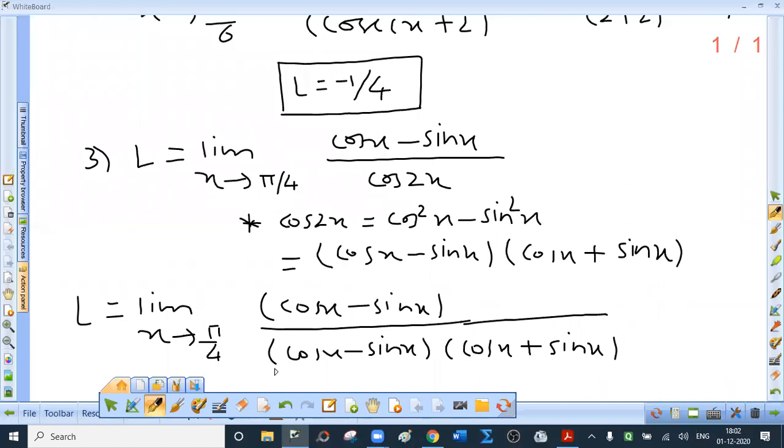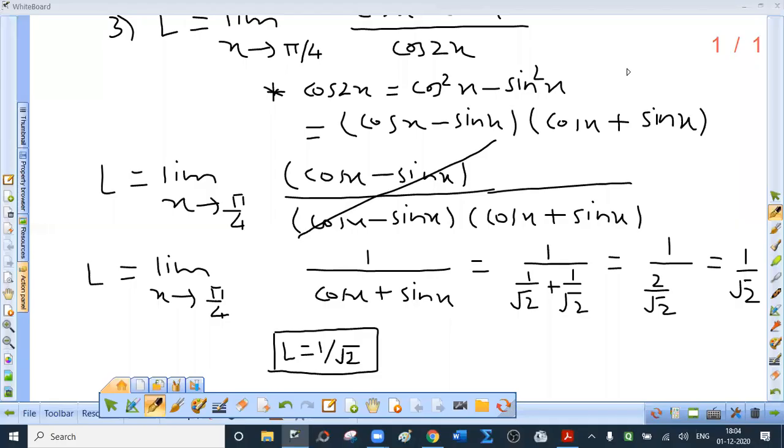Substitute. Can I cancel this? I can, because x only tends to pi by 4. X is not equal to pi by 4. So cos x minus sin x is not equal to 0. So it is limit x tends to pi by 4, 1 upon cos x plus sin x. Take the limit. It is better if you write this step. After this, say 1 upon cos pi by 4. Don't write 1 upon root 2 directly. Sin pi by 4 is again 1 by root 2. So final answer is 1 upon root 2.